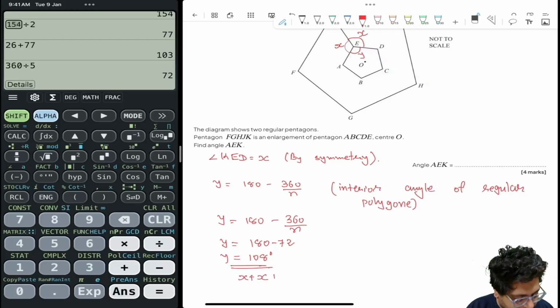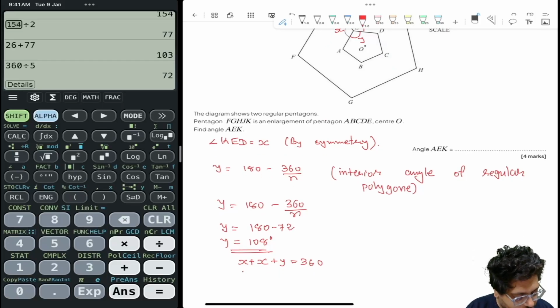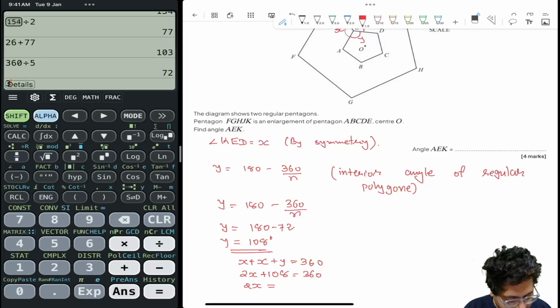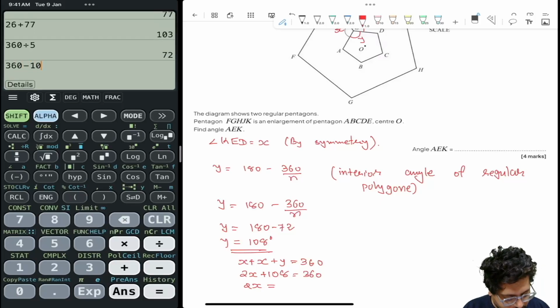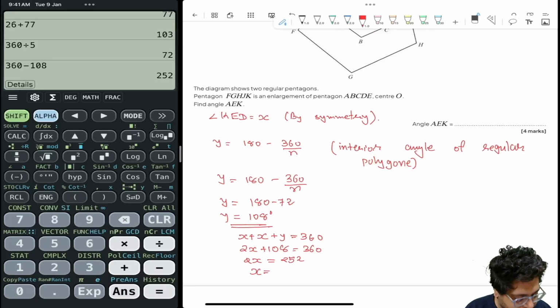x plus y is equal to 360. So 2x plus 108 is equal to 360. So 2x is equal to 360 minus 108. Let's do this in the calculator. 252, and now divide 252 by 2.